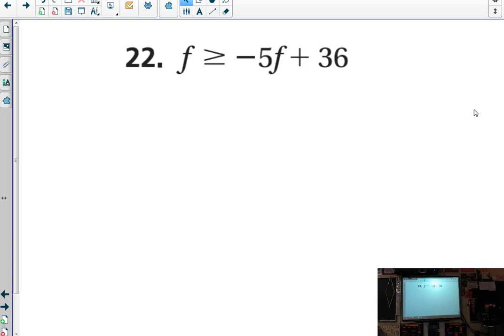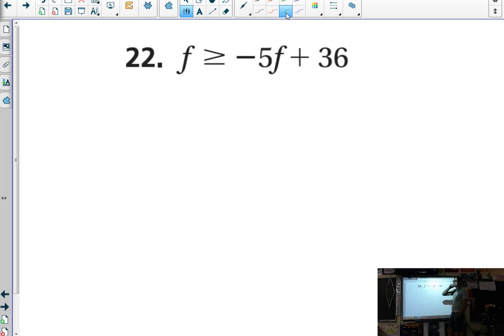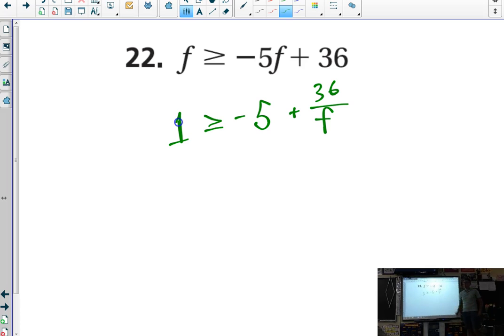What would I want to do first in a situation like this? Any situation like this. Yeah, Ava, I'm going to pick on you. Combine like terms, right? I need to get my F's together. How would I do that? You would divide both sides by F. If I divide by F, this gets divided by F, and then I would end up in a situation that is 1 is greater than or equal to negative 5 plus 36 divided by F. So we can do what you told me to do, but this is ugly.